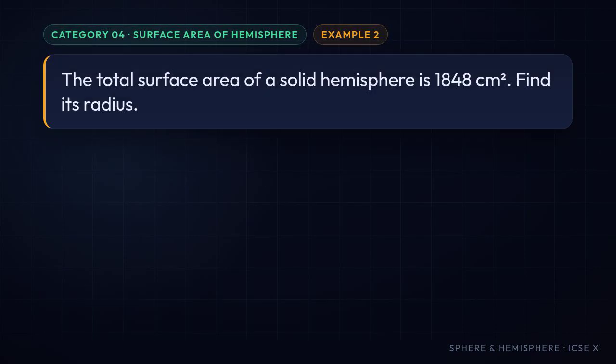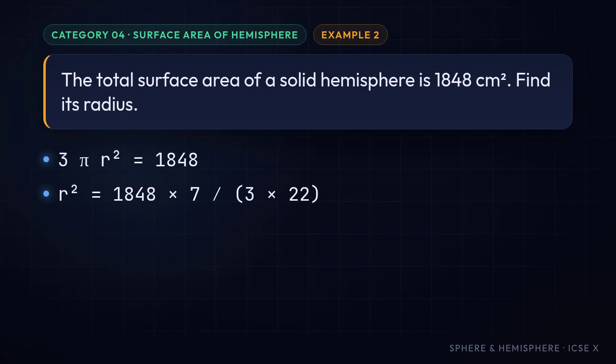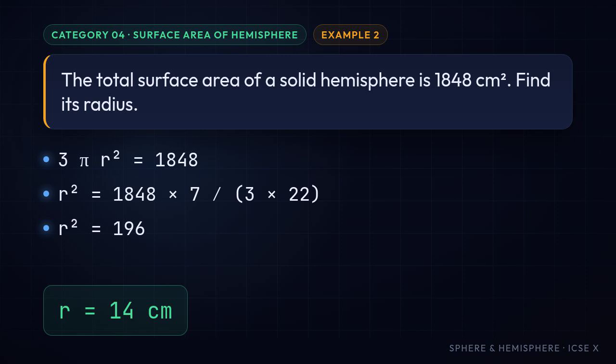Example 2. The total surface area of a solid hemisphere is 1,848 square centimeters. Find its radius. 3 pi r squared equals 1,848. So r squared equals 1,848 times 7 divided by 3 times 22, which is 196. Therefore, r equals 14 centimeters.